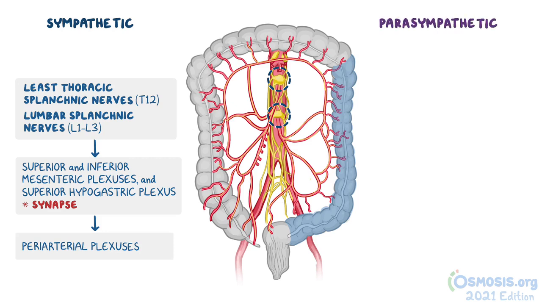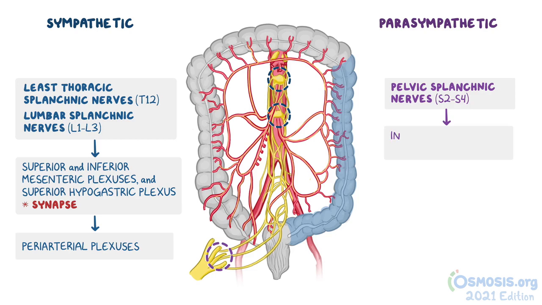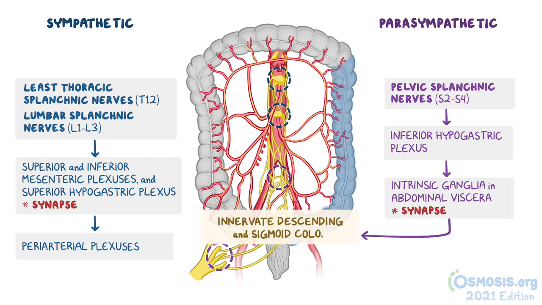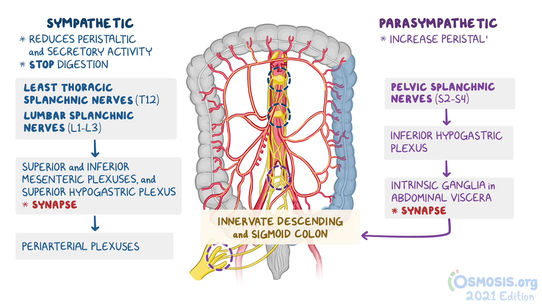In regard to the parasympathetic innervation, the vagus nerve stops its parasympathetic innervation at the level of the left colic flexure, so below this point the parasympathetic innervation now comes from the pelvic splanchnic nerves, which derive from the anterior rami of spinal nerves S2 to S4. These fibers then travel through the inferior hypogastric plexus and eventually synapse in intrinsic ganglia throughout the abdominal viscera near the structures they innervate. After synapsing in their respective ganglia, both nerve pathways eventually go on to innervate the descending and sigmoid colon. Remember, sympathetic innervation reduces peristaltic and secretory activity to stop digestion, whereas parasympathetic increases peristaltic and secretory activity, facilitating digestion.